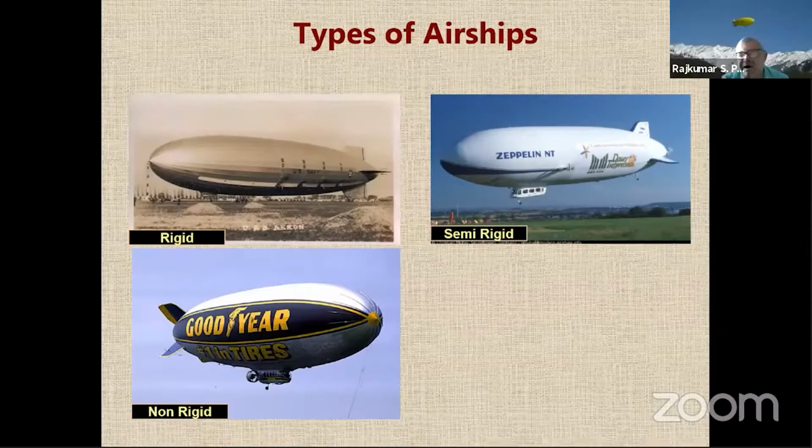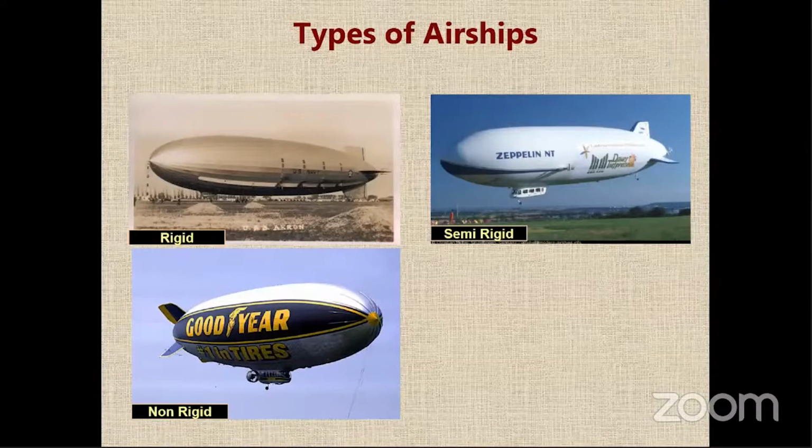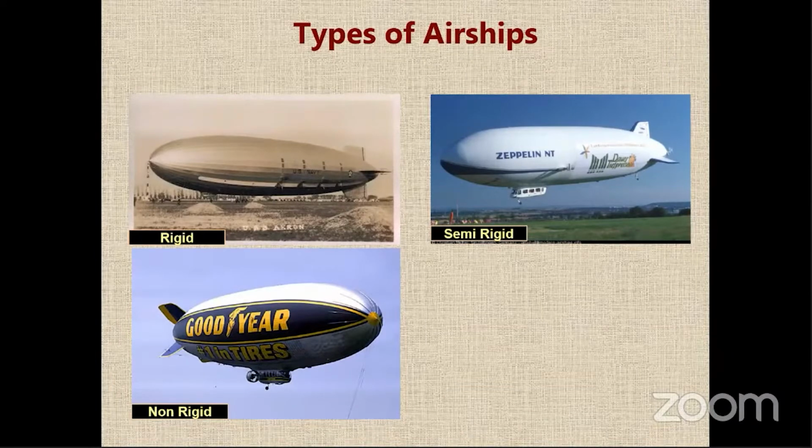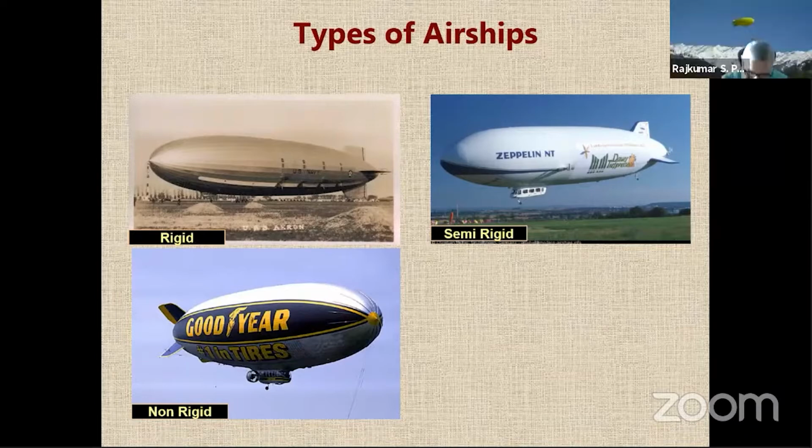And what about the outer covering? In the rigid airship, we had a rigid covering. So in semi-rigid, what is the covering? Sir, the covering will be somewhat like non-rigid structure, sir. That's right. So it is called semi-rigid because it is neither fully rigid nor non-rigid. It is in between.